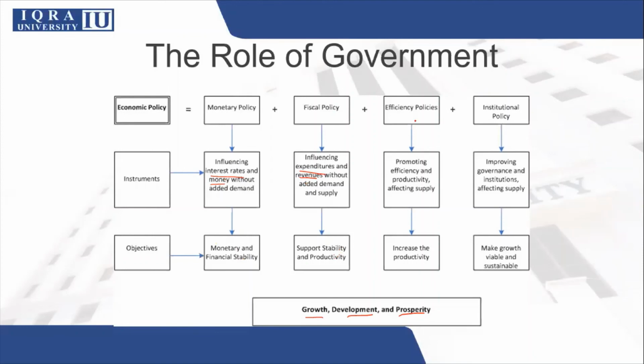Then you have efficiency policies that promote efficiency, productivity, and supply. Basically, they're supply-side policies, and the focus is to increase productivity. Then you have institutional policies, which improve the government and institutions, and they also affect supply. So they make growth viable and sustainable. They will tackle corruption in the economy and make your institutions stronger with better procedures. Now, for the treasury function, we're just going to focus on monetary policy and fiscal policy, which we're going to cover in detail in later units.